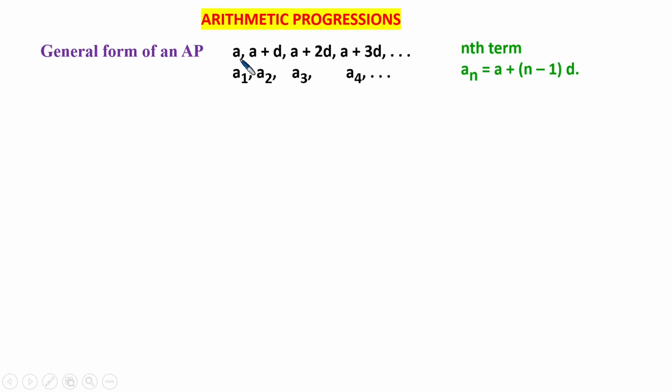This is a general form. You have this first element. The second one has some finite difference, a plus d. The third element will be a plus 2d and so on. First element I label as a1, that is a. Then the second element is a2. a2 is nothing but a plus d. The difference between the second element and first element is d.